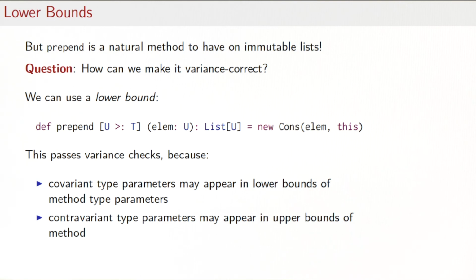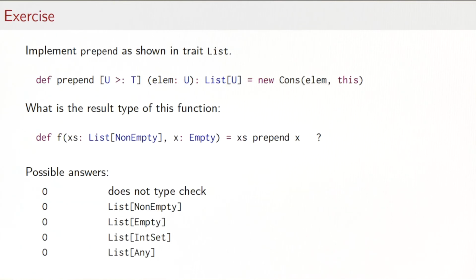And actually, this passes the variance checks, because it turns out that covariant type parameters, such as the T of List, may appear in the lower bounds of method type parameters. Contravariant type parameters may appear in the upper bounds instead. So you can find out yourself how this works in detail by solving the following exercise.